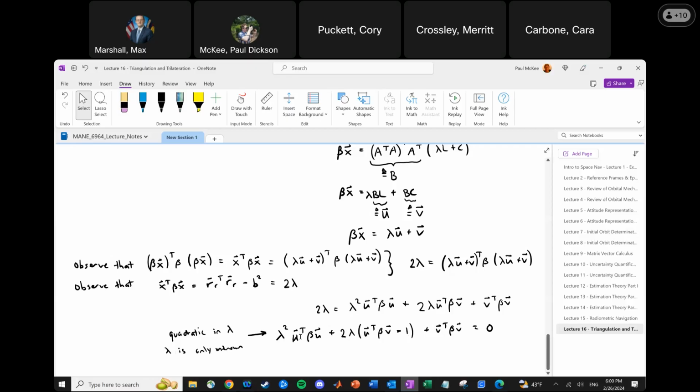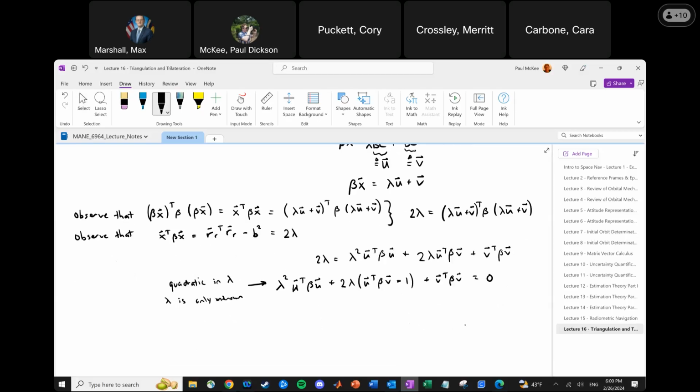So we've got lambda squared times some stuff plus 2 lambda times some stuff plus some stuff equals 0. We know all of these coefficients. And so the strategy is this. Here's the strategy.